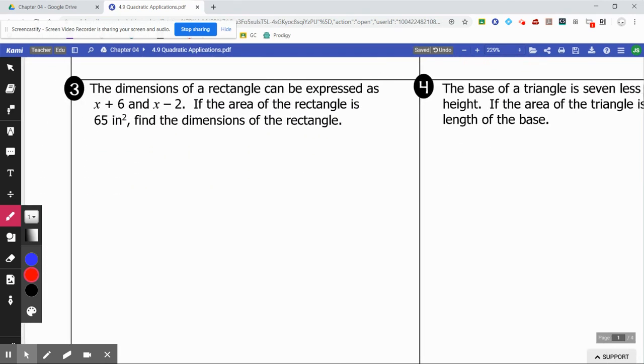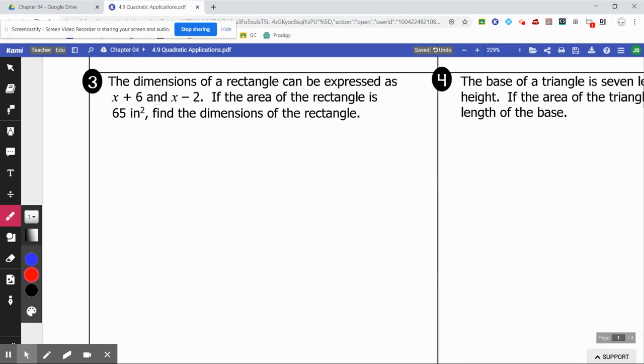Number 3 says the dimensions of a rectangle can be expressed as x plus 6 and x minus 2. So there's your side lengths. The area is 65. So to find the area, you're going to do length times width. So length times width is equal to 65.